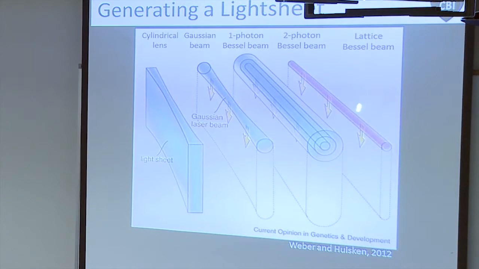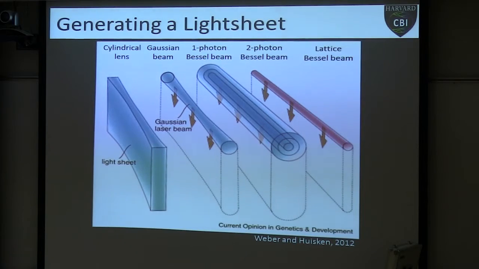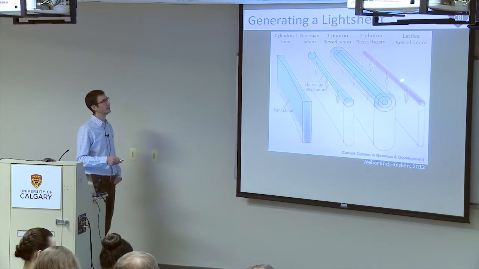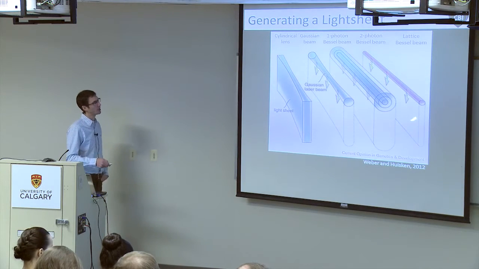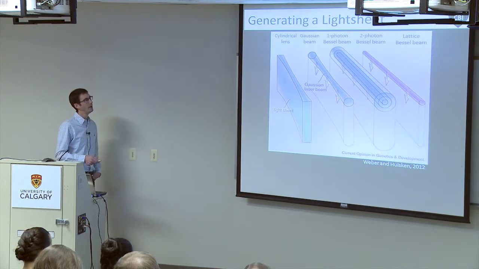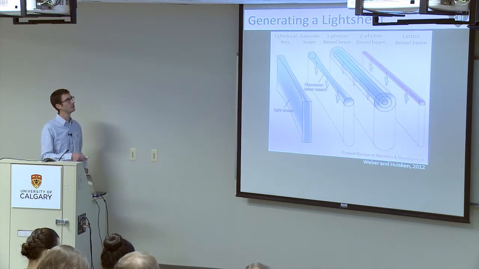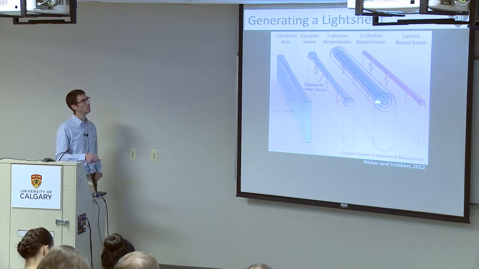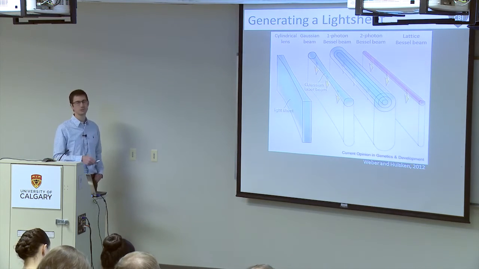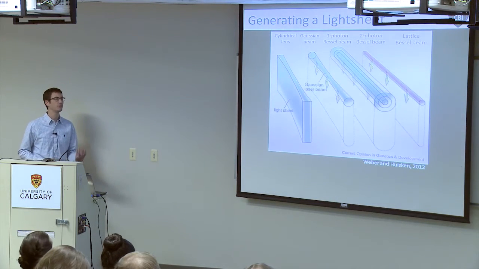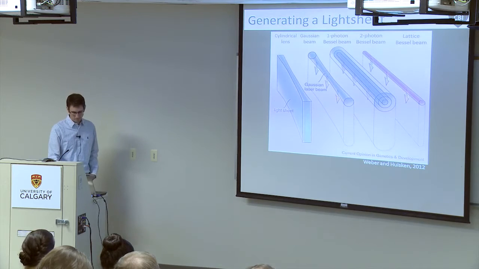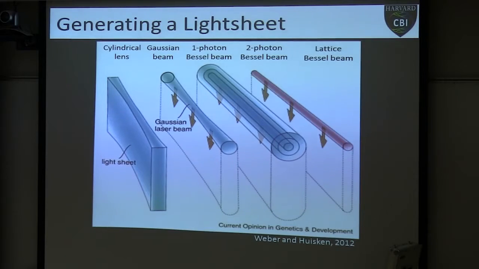And then the final one that isn't shown here is a lattice Bessel beam. So you may have heard of the lattice light sheet microscope from Eric Betzig's group. And essentially what that is, is a number of Bessel beams that are all lined up in a row. And there's actually some interference in between them to cause some destructive interference, and that actually removes these little side lobes or these extra circles and gives you a nice thinner effective Bessel beam. Similar to the 2-photon one.